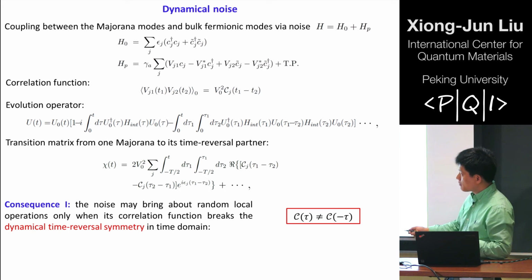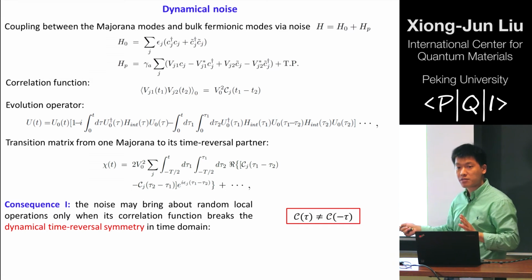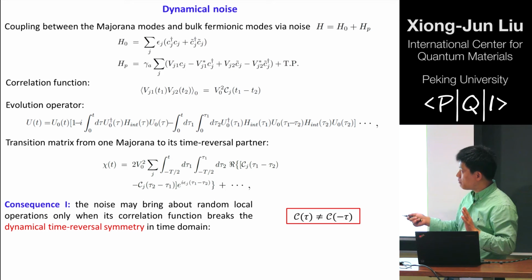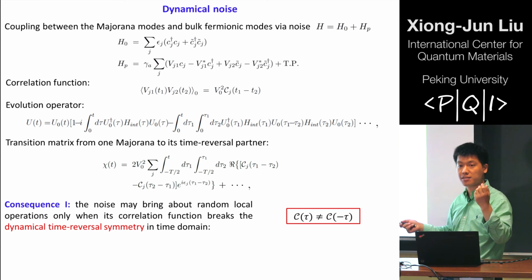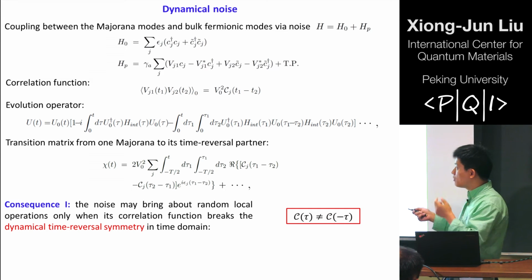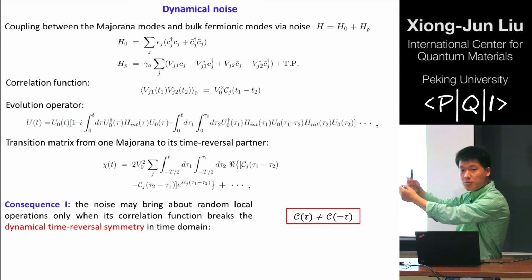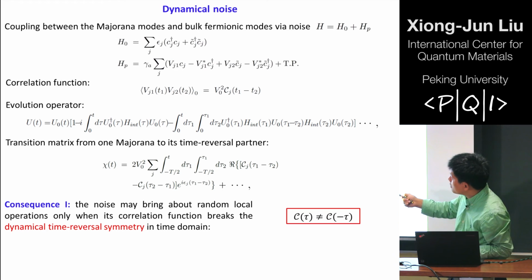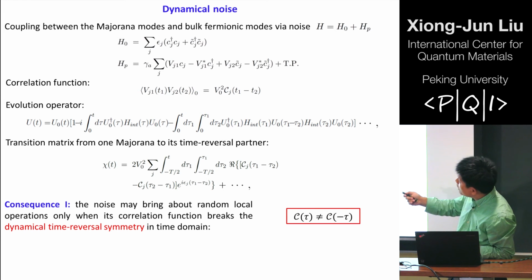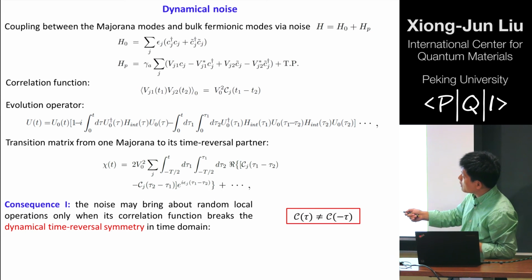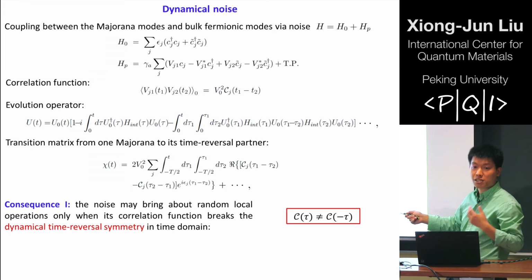You can see that even if you have dynamic noise, the dynamic noise may not bring about the local mixing. If you want to induce the local coupling within a single Kramers pair, the correlation function of the dynamic noise must break the dynamic time reversal symmetry.